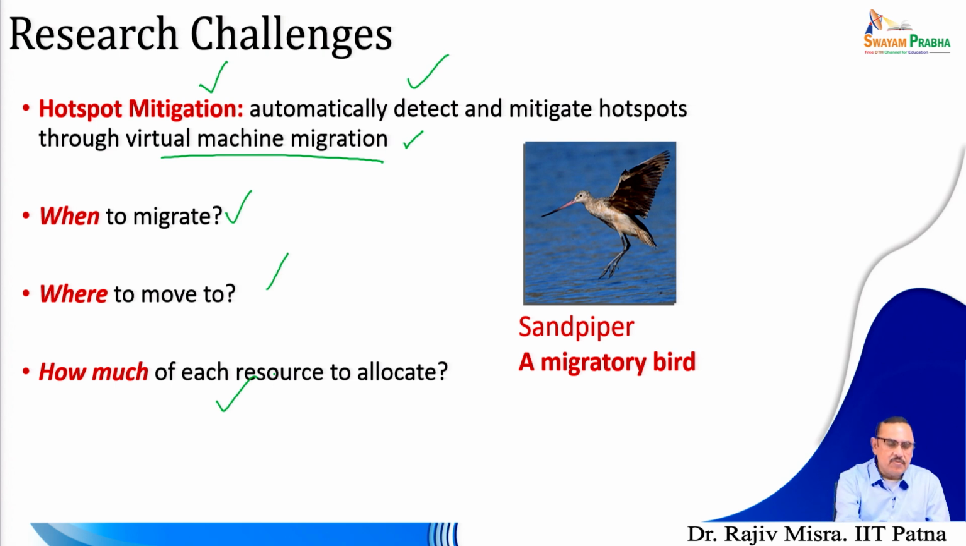Now, this particular problem of hotspot mitigation you can imagine as the problem of sandpiper migratory birds. Migratory birds often migrate from one country to another region in search of food and the environment in which they live.